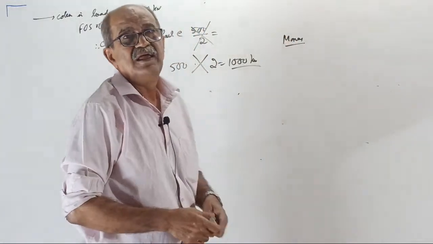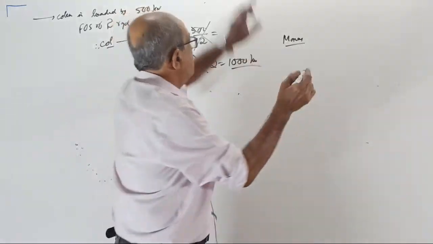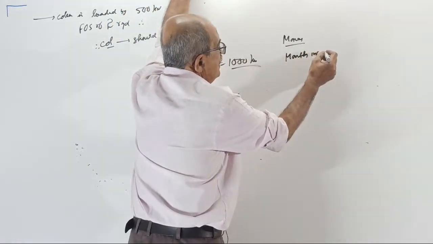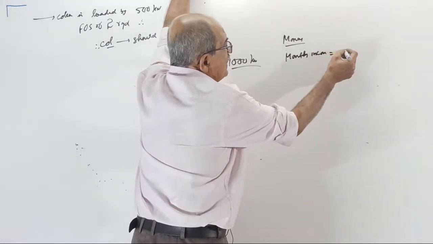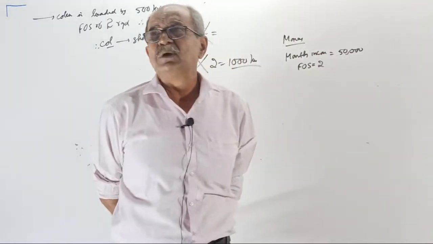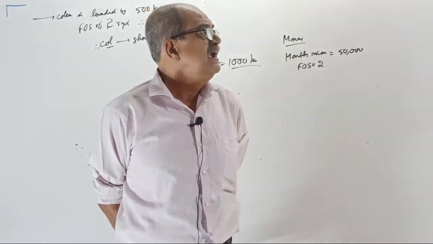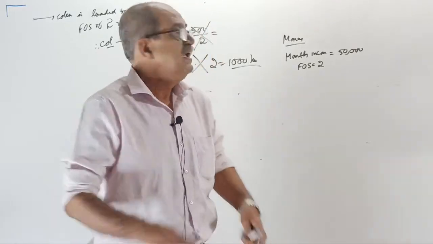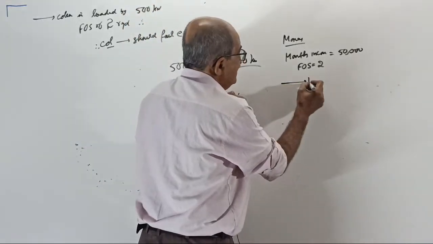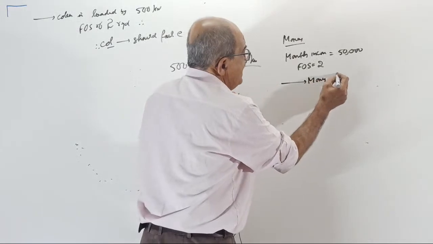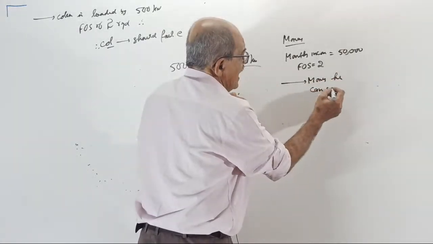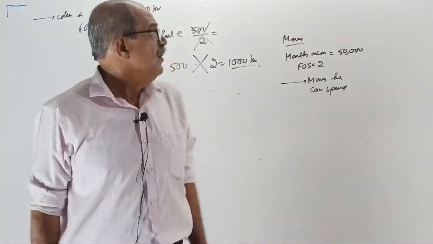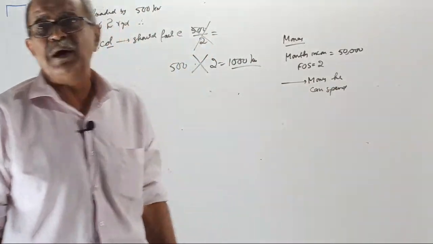See, suppose monthly income is say 50,000. He wants to save the money. He does not want to spend everything. He decided, I want a factor of safety of 2. Tell me, how much money can he spend? In the case of a column, how much load can you apply?